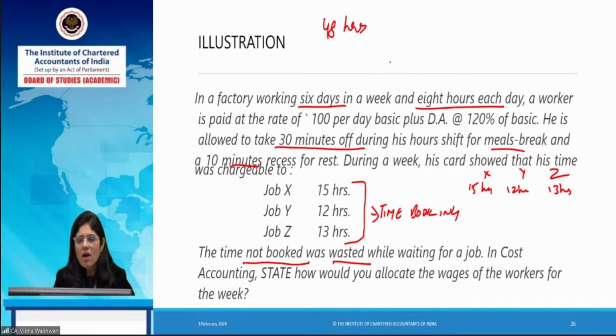Clear? So how much is the, see, 48 hours, the employee is paid for 48 hours. All right. So for 48 hours, he is paid 100 per day. So how much would it be? Just calculate, please. Try on your own first.